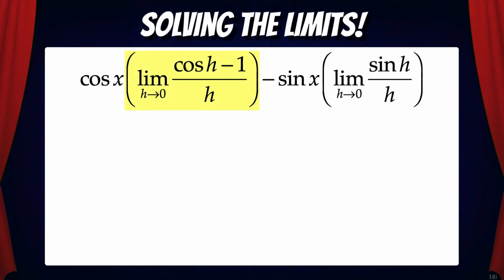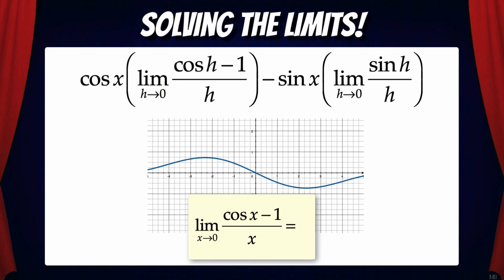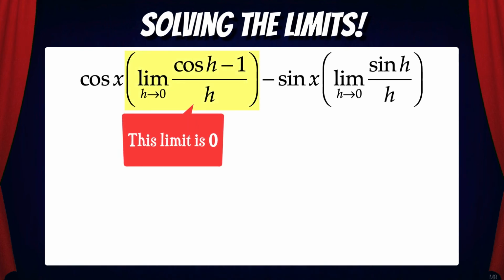To solve the limit as h goes to 0 of (cosine h minus 1) over h, we're going to graph the limit as x goes to 0 of (cosine x minus 1) over x. We can observe graphically that this limit approaches a height of 0 as x approaches 0. That means the limit as h goes to 0 of (cosine h minus 1) over h equals 0.